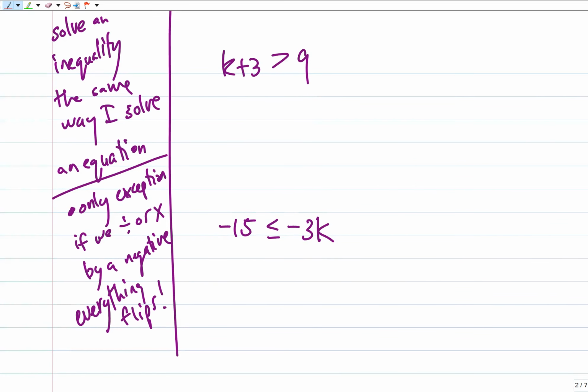How am I going to solve an inequality? I'll give you a hand. I wrote it on the board.